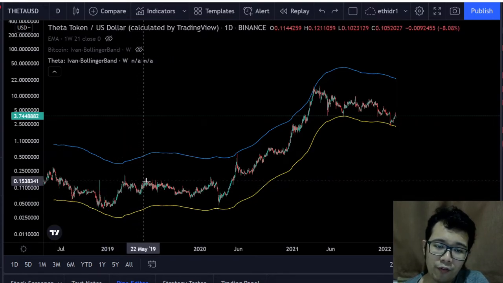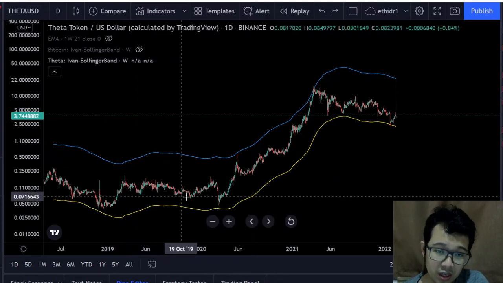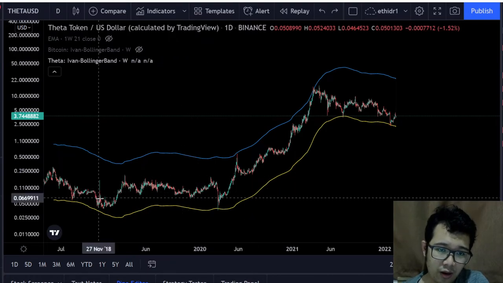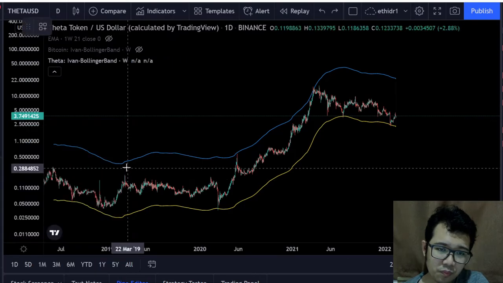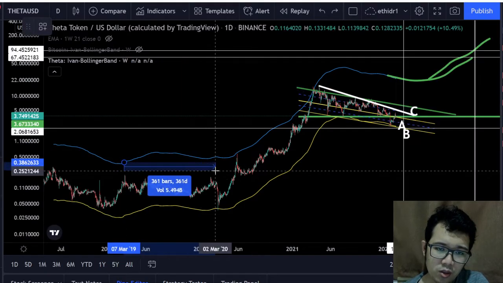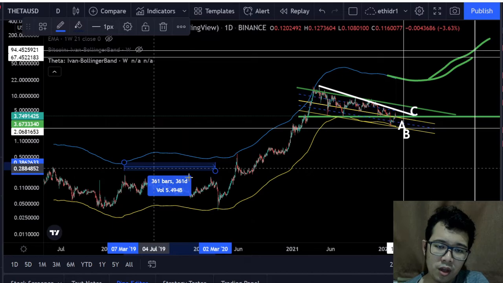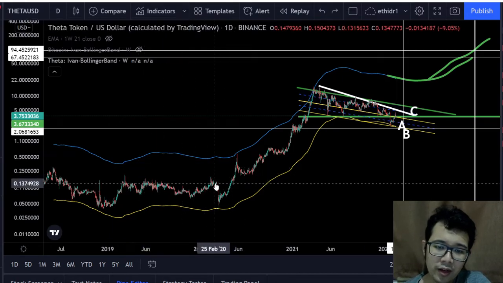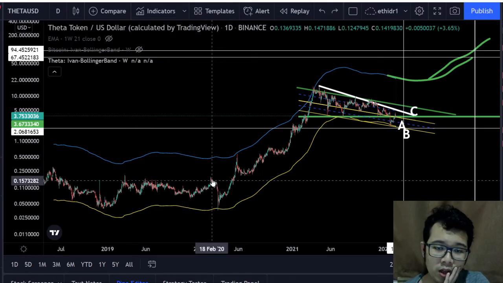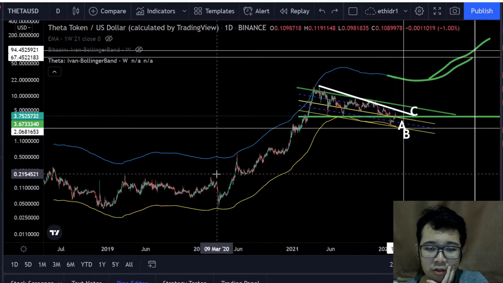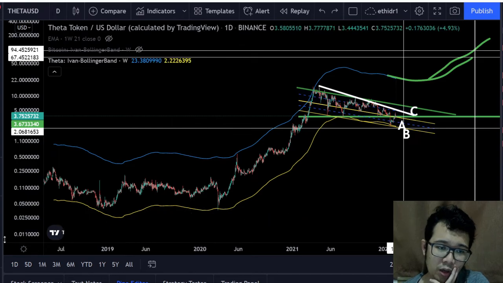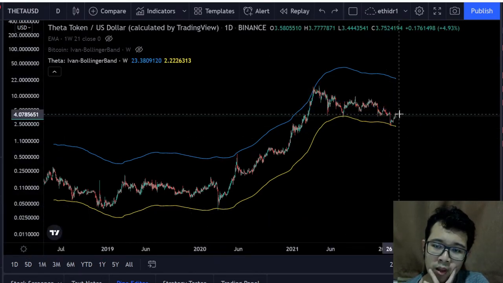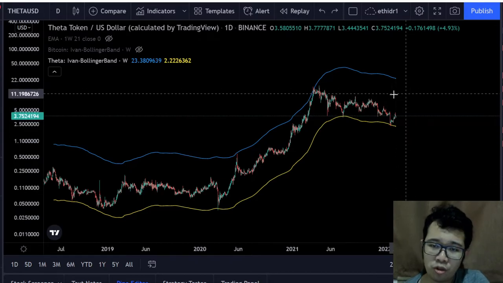But after this long one year sideways, you can find this is almost one year sideways. Look, from this to this is almost one year. And you find that in March 2020, everything crashed. You find this support in the yellow, and that's why maybe Theta can pump now. Yeah, it's possible like this one.